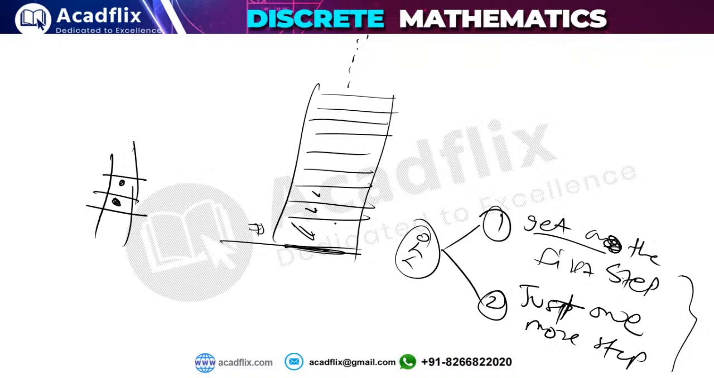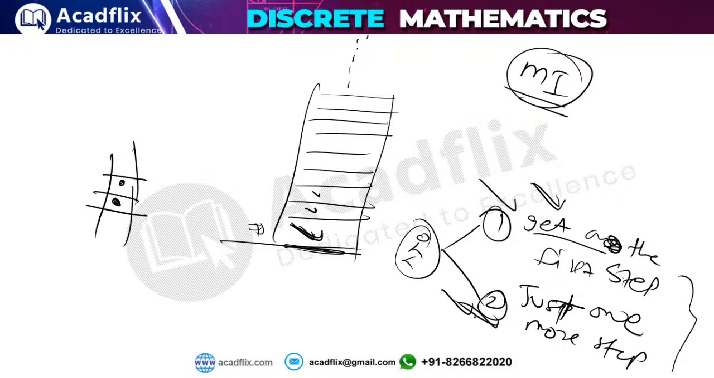So if you can do these two things, then you can climb this infinite ladder. This is our mathematical induction. Mathematical induction says that if you can do this and you can do this, then you can climb this infinite ladder. Why? First you will climb here because you can do this. You are saying that you can do this. So this first task is done. Okay, you can do this.